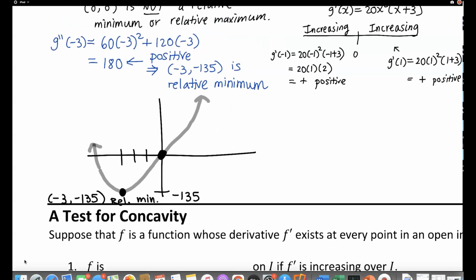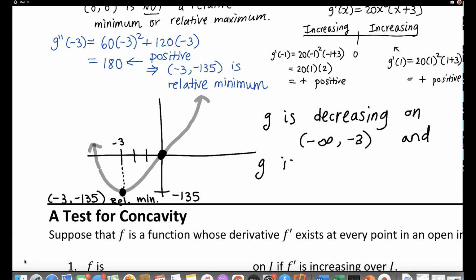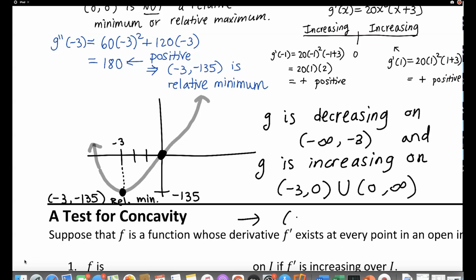Okay, so where is it decreasing? So I'll say g is decreasing on -infinity to this value right here, -3, and g is increasing on -3 to 0 and 0 to positive infinity, or I think in my lab they want you to just write it as -3 to positive infinity. That's what I noticed when I was looking at your homework. Instead of cutting this in 2 different intervals, you can just write it as a combined interval.